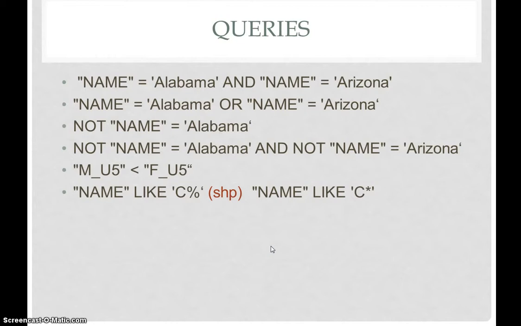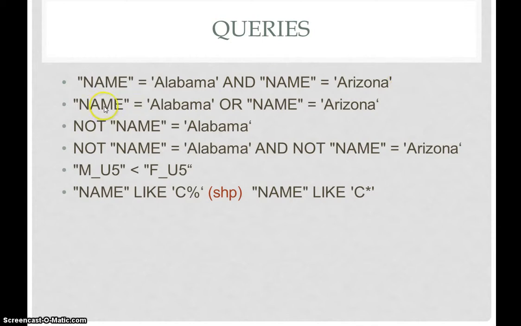So let's take a look at that. Here I'm selecting from a state feature class where the name of the state, so that's a field, is equal to Alabama, so that's text, the way text is written, and the name is equal to Arizona. So actually, if I put that query in, I would get no results because there is no state that's named Alabama and Arizona.